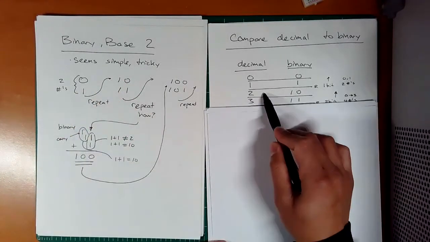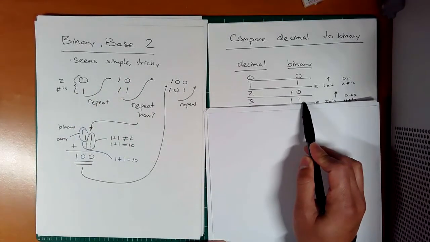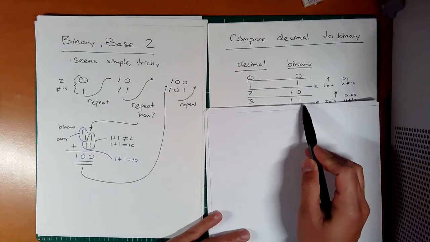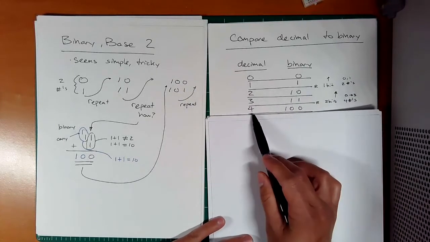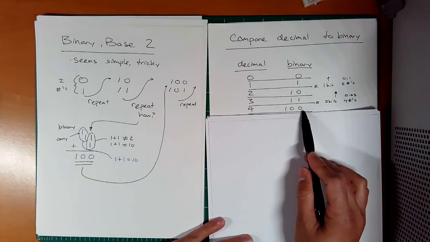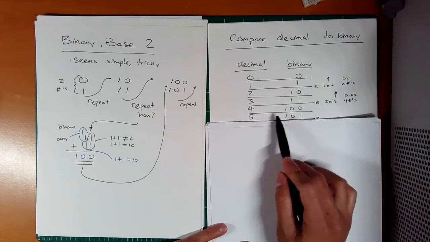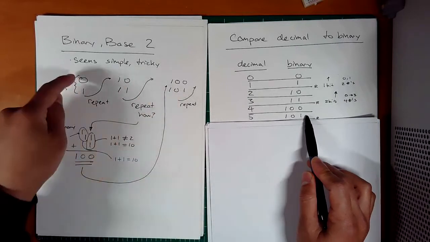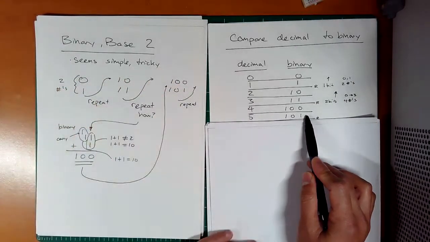Good. And we know what 3 is. We're going to have 11. Okay, good. What about 4? Well, 4 is here. So 4 is 1, 0, 0. Good. And what about 5? 5 is 1, 0, 1. Okay, we have that here. 0, 1, 2, 3, 4, 5.